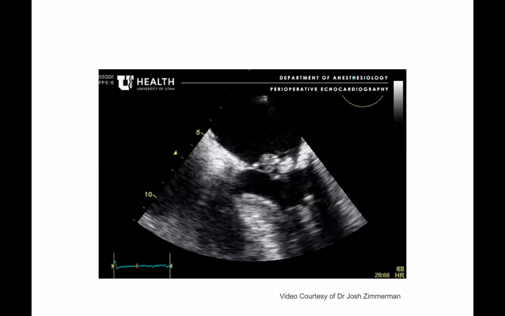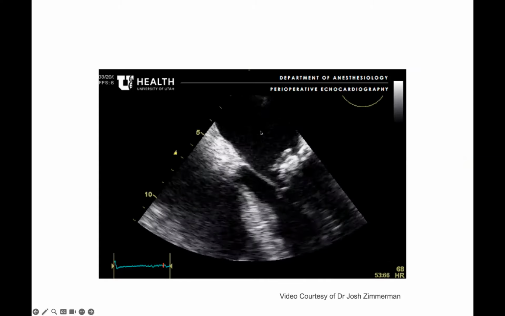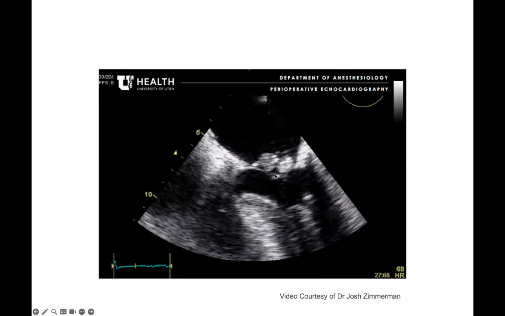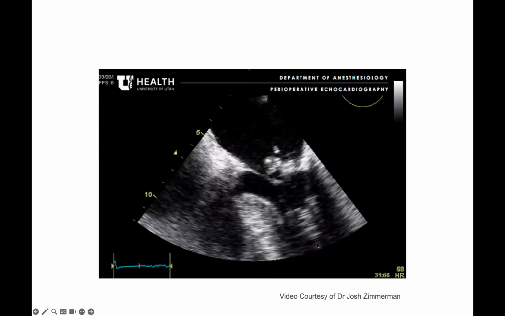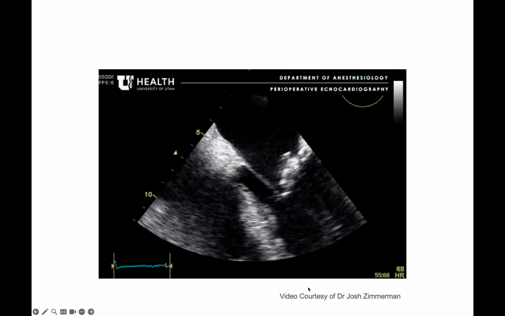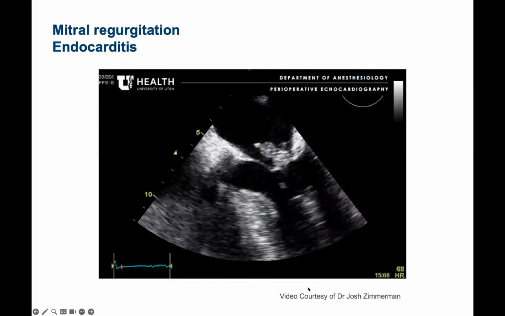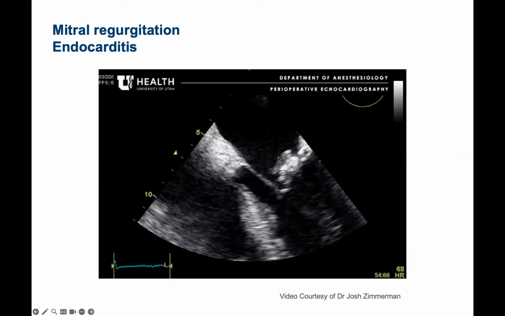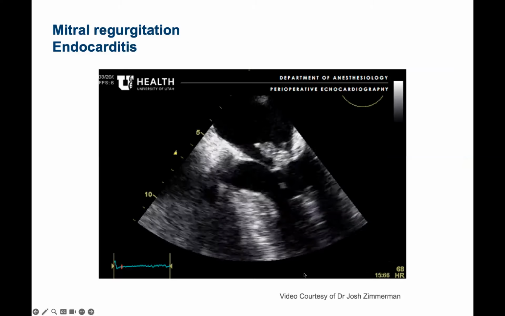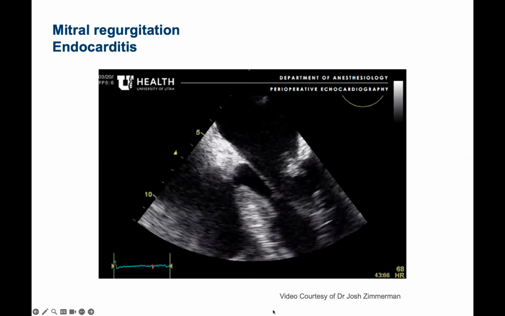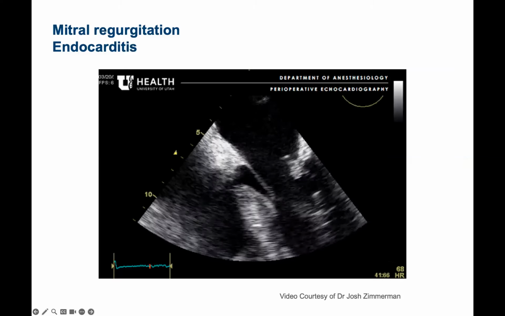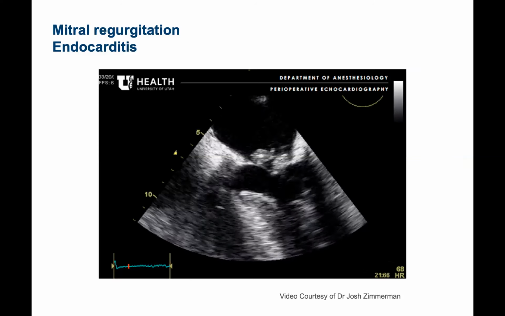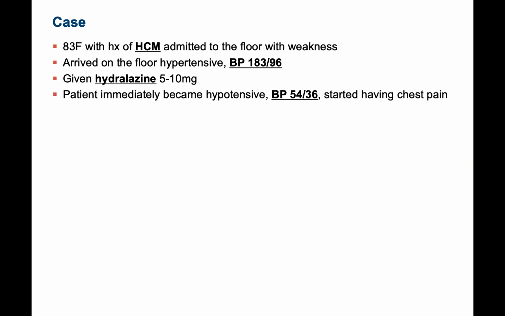This is another picture. It's a transesophageal echo. So we see the left atrium at the top. Here's our mitral valve, and here's our left ventricle. And if you look at the mitral valve, this is endocarditis. You see a large vegetation here on the mitral valve. So this, again, of course, is likely contributing to your patient's decompensation.